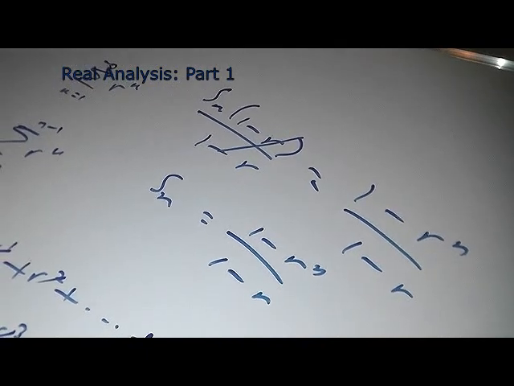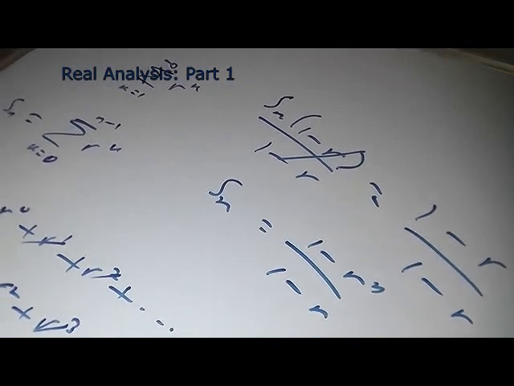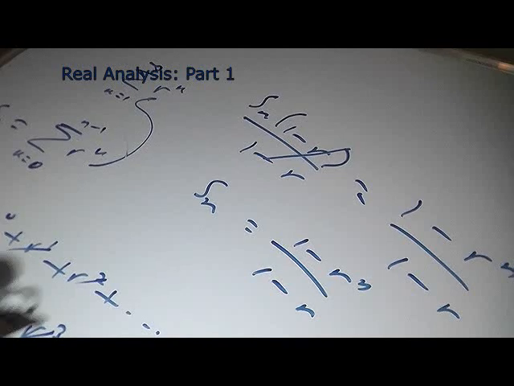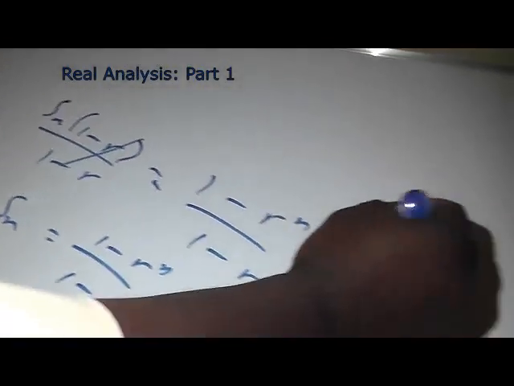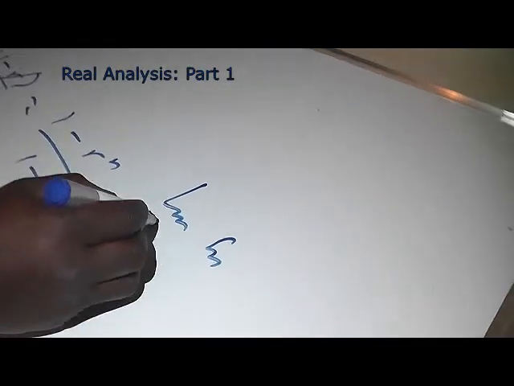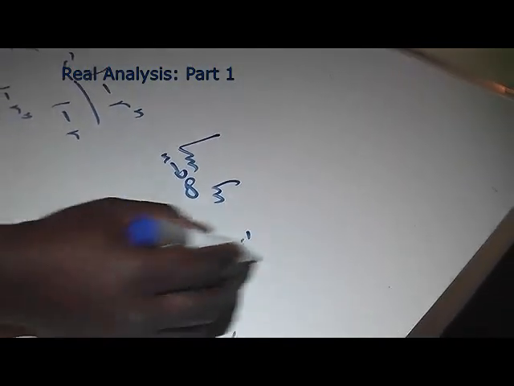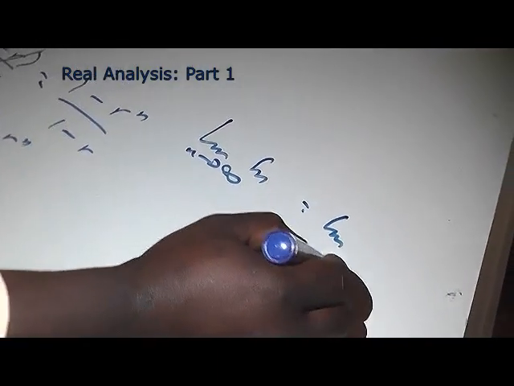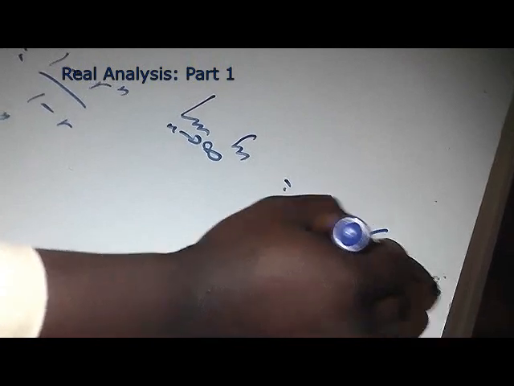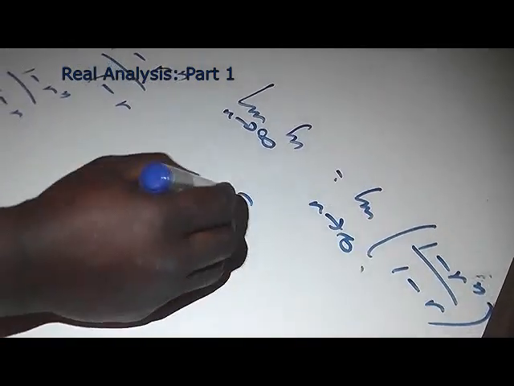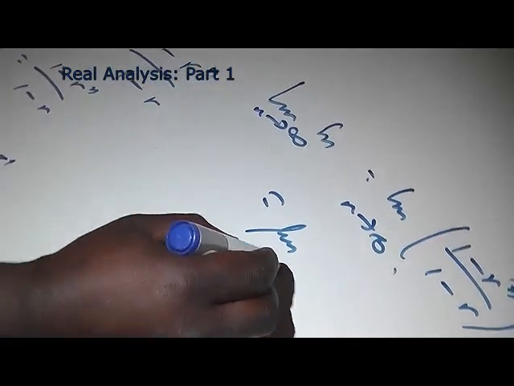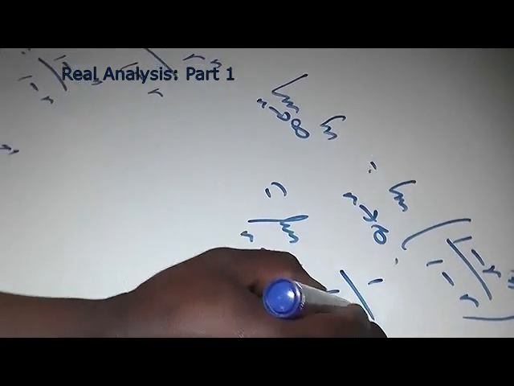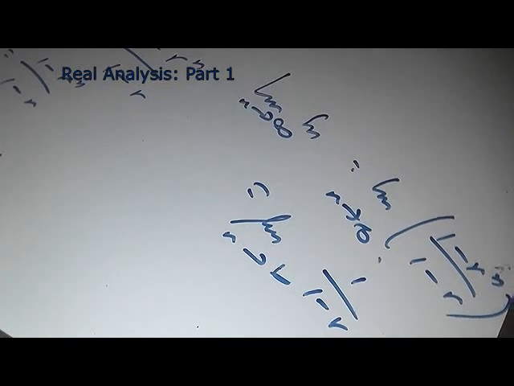Now, we have to take the limit as n tends to infinity to get the convergence of this. So the limit of Sn as n tends to infinity is the limit as n tends to infinity of 1 minus R^n all over 1 minus R, which is equal to the limit as n tends to infinity of 1 over 1 minus R minus R^n all over 1 minus R.